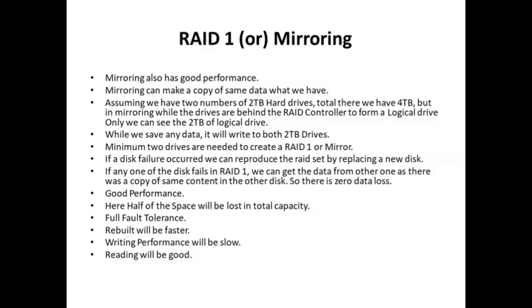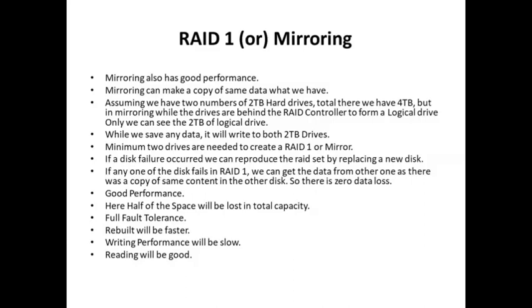Assuming we have 2 TB hard drives, in total we have 4 TB, but in mirroring, while the drives are behind the RAID controller to form a logical drive, we can only see 2 TB of logical drive. While we save any data, it will be written to both 2 TB drives. A minimum of 2 drives is needed to create a RAID 1 or mirror.